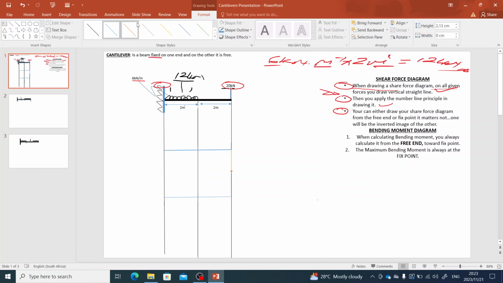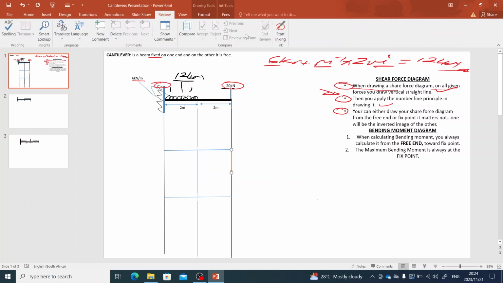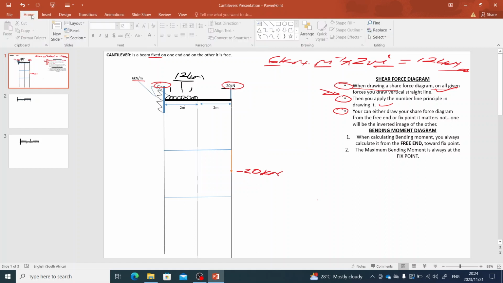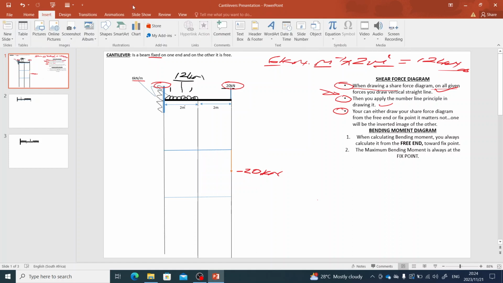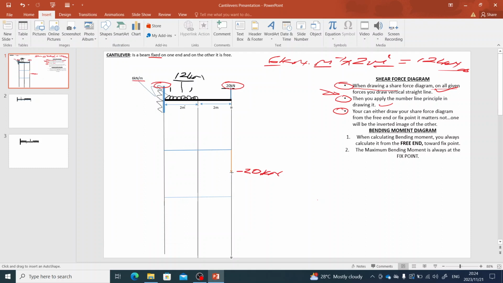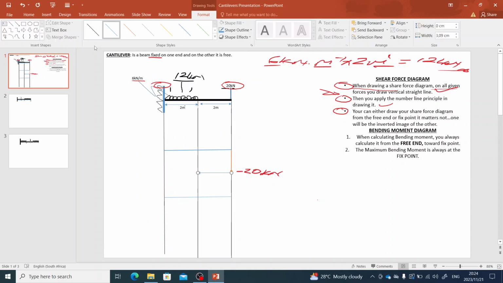Then I will represent it as somewhere there. Let's take the bold red. Right, we are having that force. Between this line and that line, there's nothing. Remember that force there, it is negative 20. It's going down, so it is negative. We are having a negative 20 kilonewton there. You need to write your SI units as well. Between this line and that line, there's nothing there.